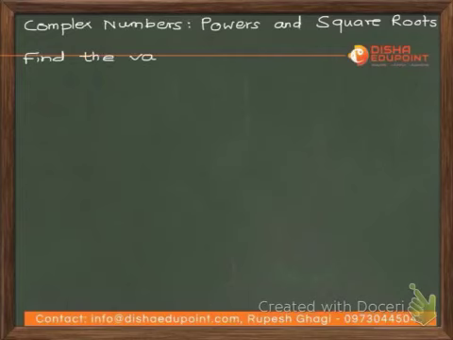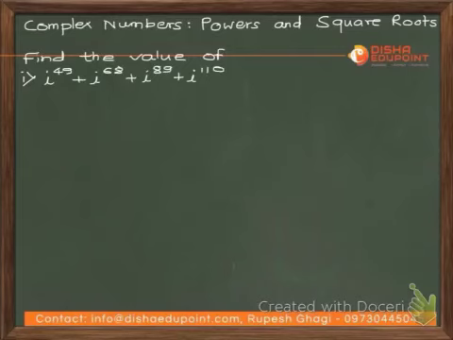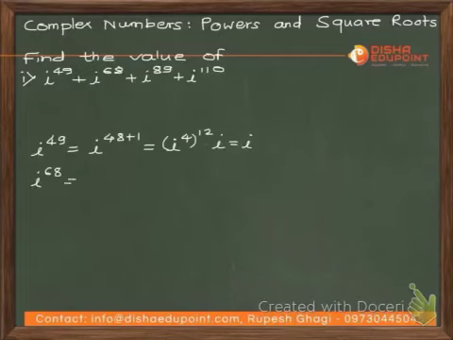Now find the value of, say, i to the power 49 plus i to the power 68 plus i to the power 89 plus i to the power 110. So we will find out the individual values first. So i to the power 49 is i to the power 48 plus 1. So 48 is a multiple of 4, plus 1. So that is i to the power 4 to the power 12 into i. This is i.